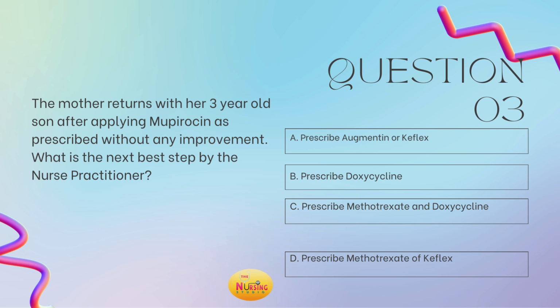Is it A, prescribe Augmentin or Keflex? And yes, that is the best answer. Once you try that topical option and there's still no improvement and they're back in your office, you want to go with an oral antibiotic to help get some resolution and treat this issue. Augmentin and Keflex are two of those first line options that you can use for oral antibiotic. So again, A, prescribe Augmentin or Keflex.